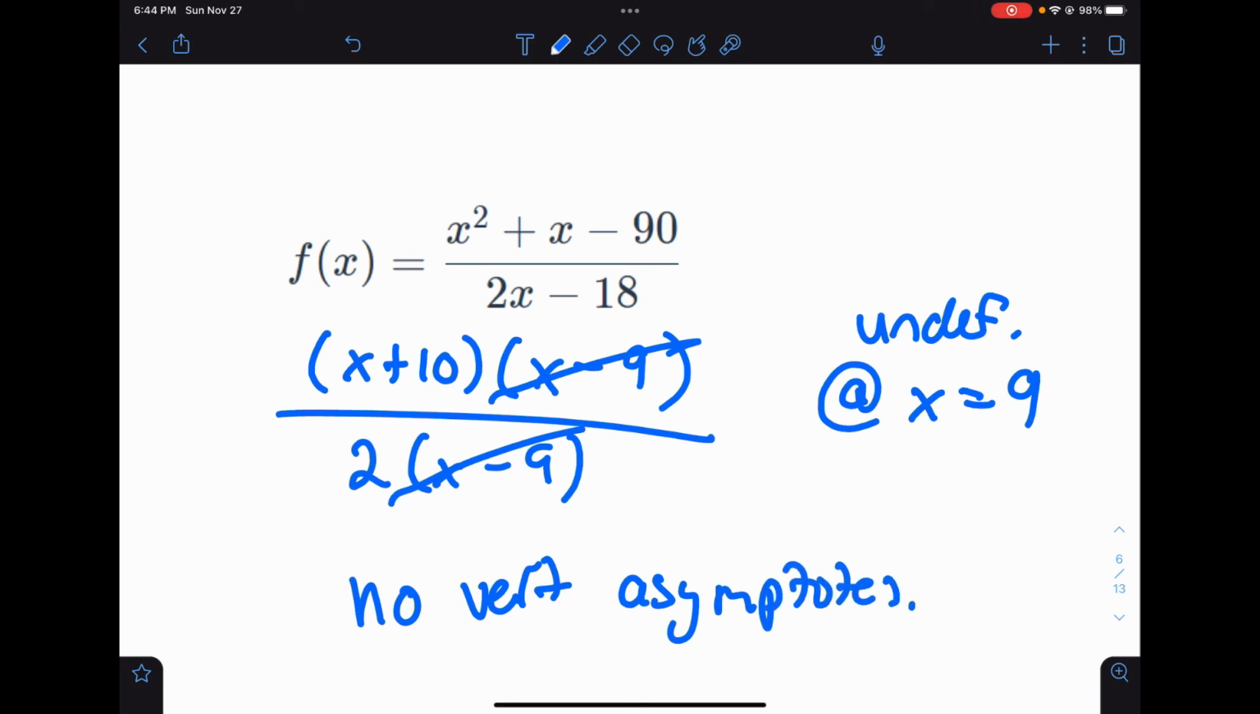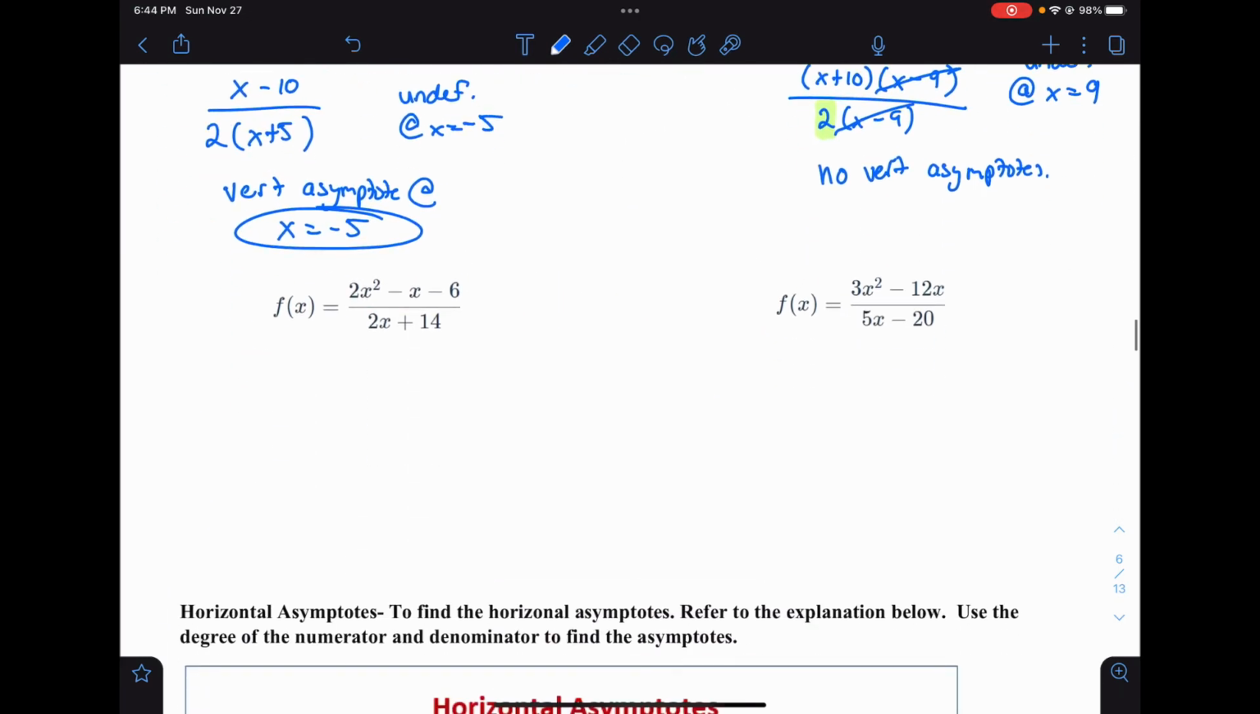This 2, you can't make 2 equal to 0, right? It just doesn't work. If it was 2x, you could make it equal to 0. But if it's just a 2, it doesn't do much for us.